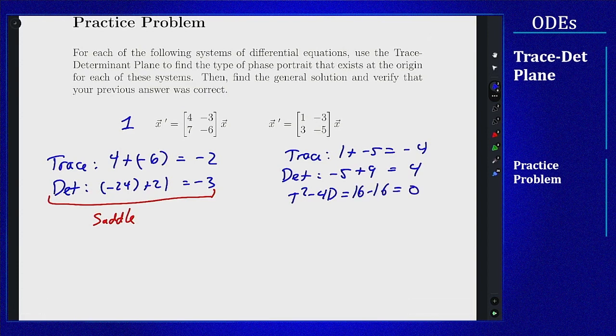Okay, so here we have a trace of negative 4, and our discriminant here is 0. So the trace is negative, and we're on the d equals t squared over 4 line. This is going to be an improper nodal sink. Improper nodal because we're on the line with t squared minus 4d equals 0, and a sink because the trace is negative. All right, now let's see if we actually get these out of our general solutions.